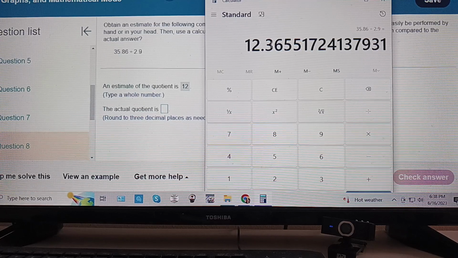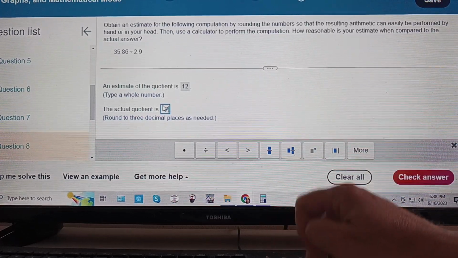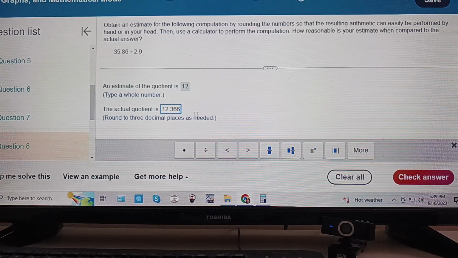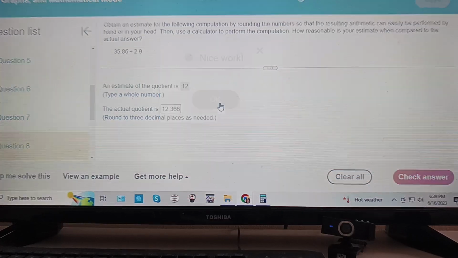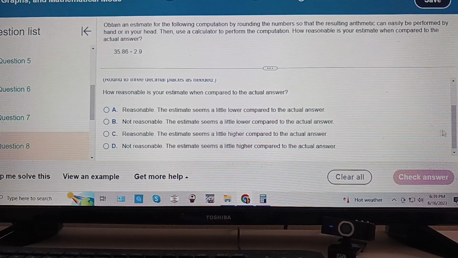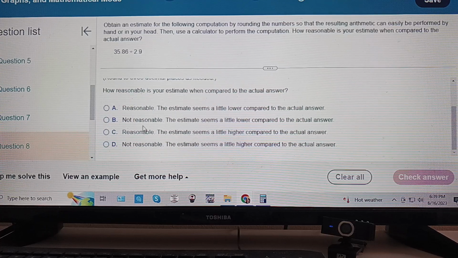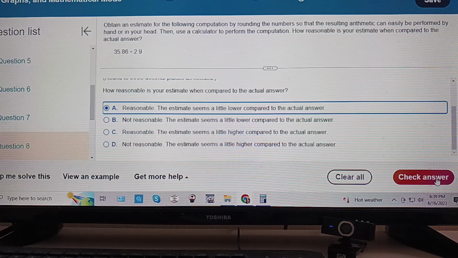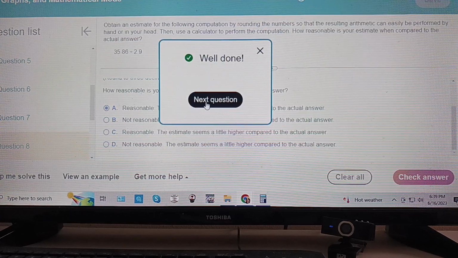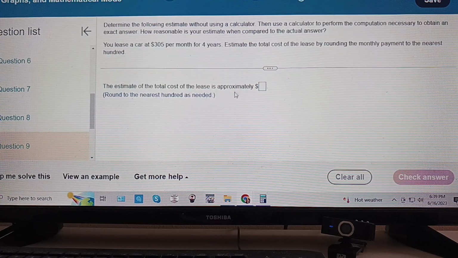So 12.366. That's pretty close. It's less than half of a unit away. And then we want to see, is the estimate higher or lower? The estimate is 12. The actual is 12.3. The estimate is a little less than the actual. And it is pretty reasonable because it's fairly close, 12 versus 12.3. Here, they're not giving me a rule about how far away it has to be till it's not reasonable, but usually when that happens, it's so close that it's obviously close.